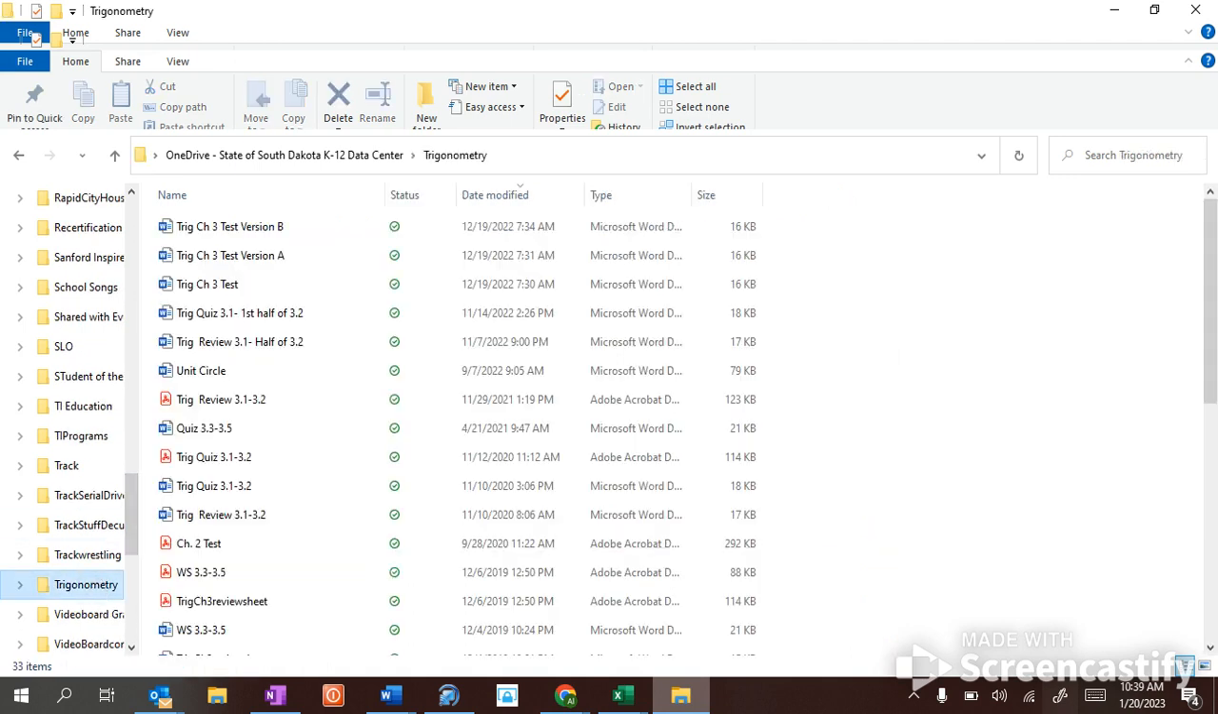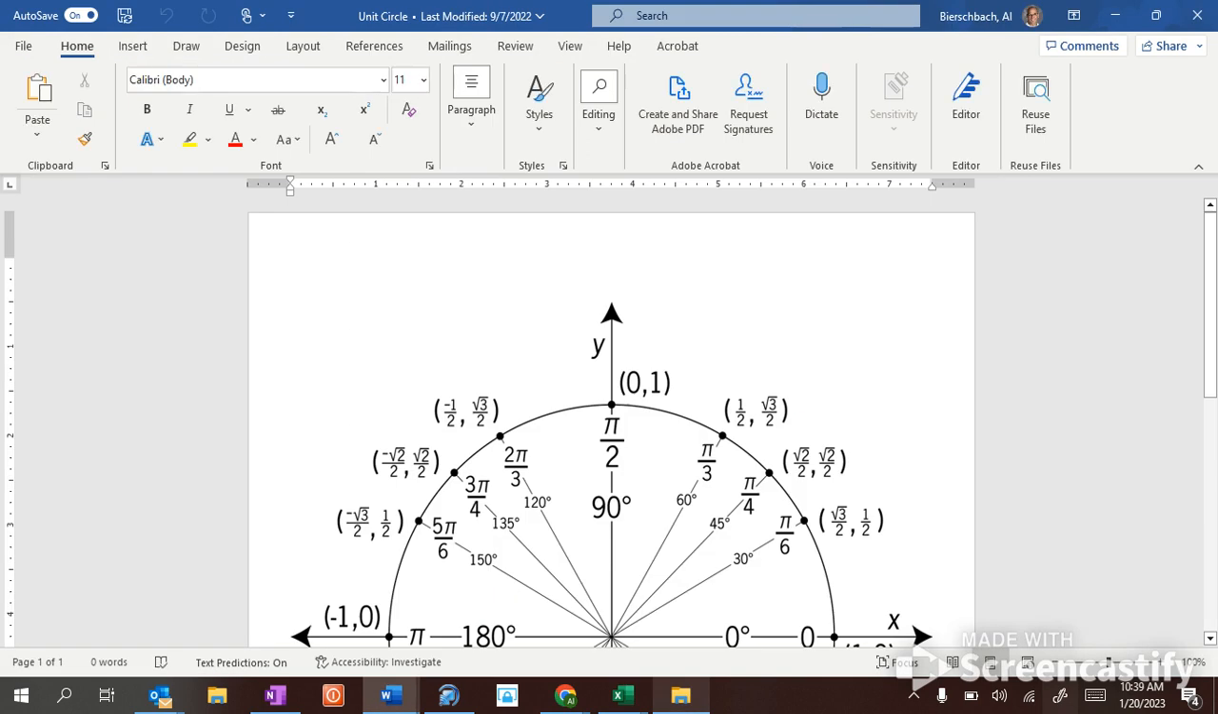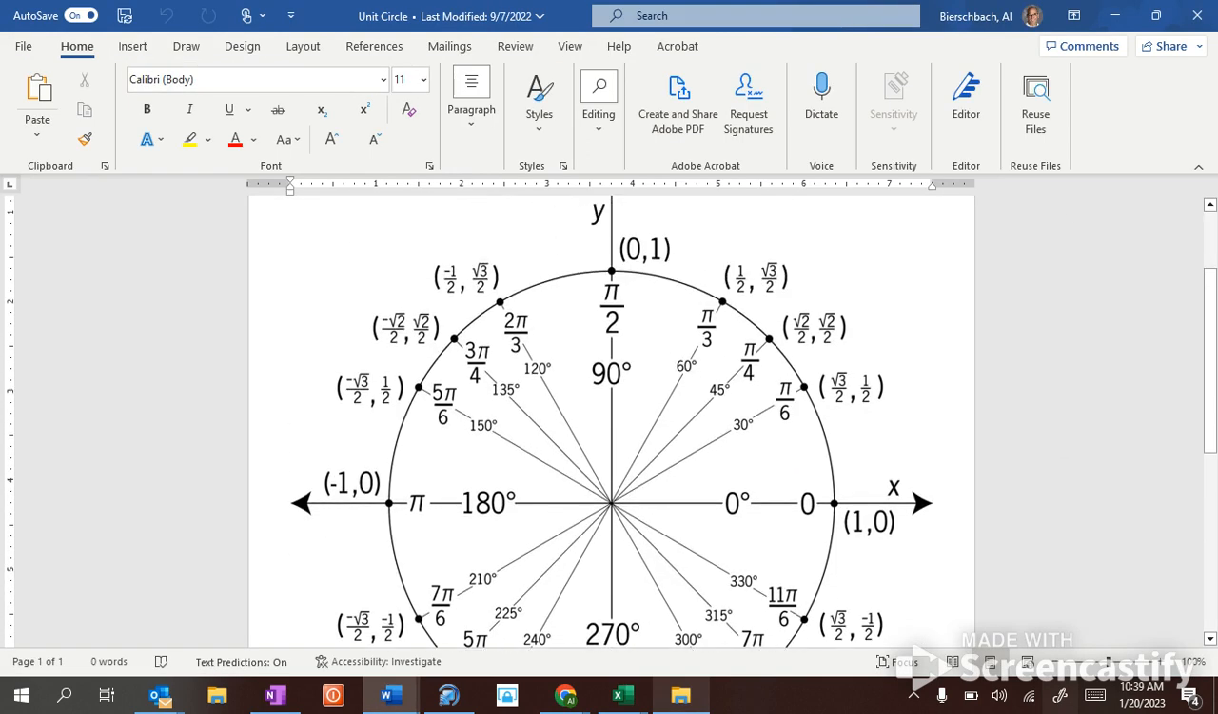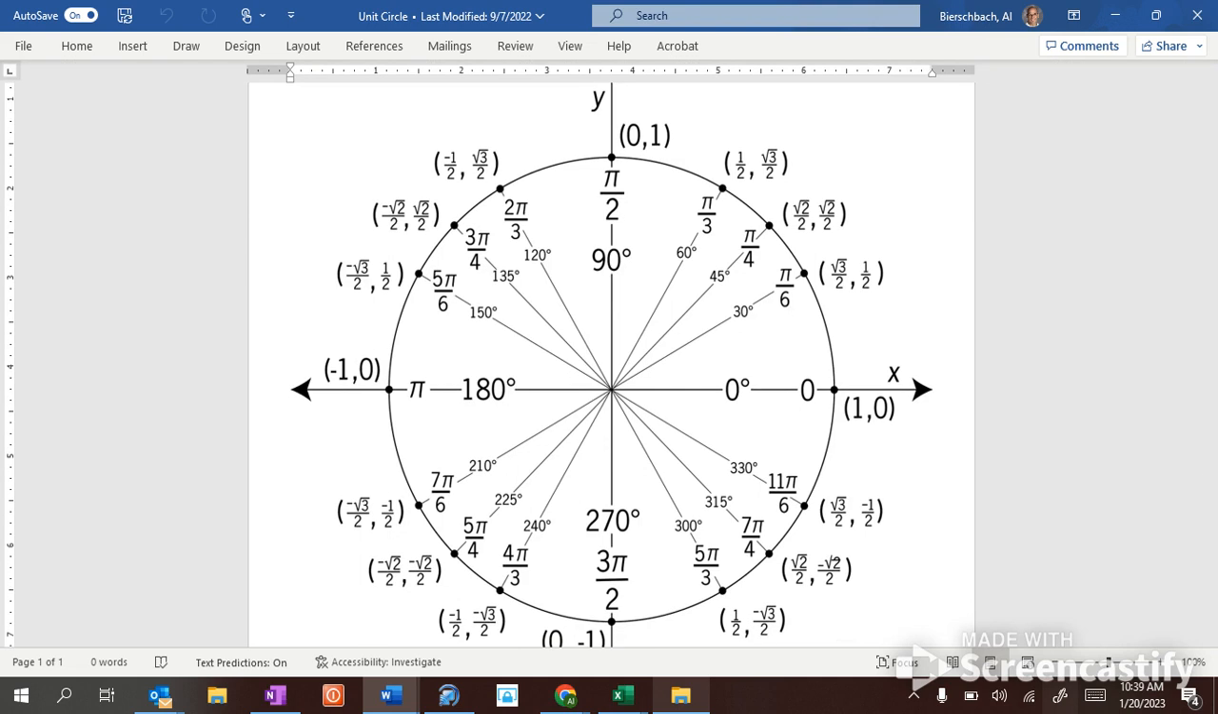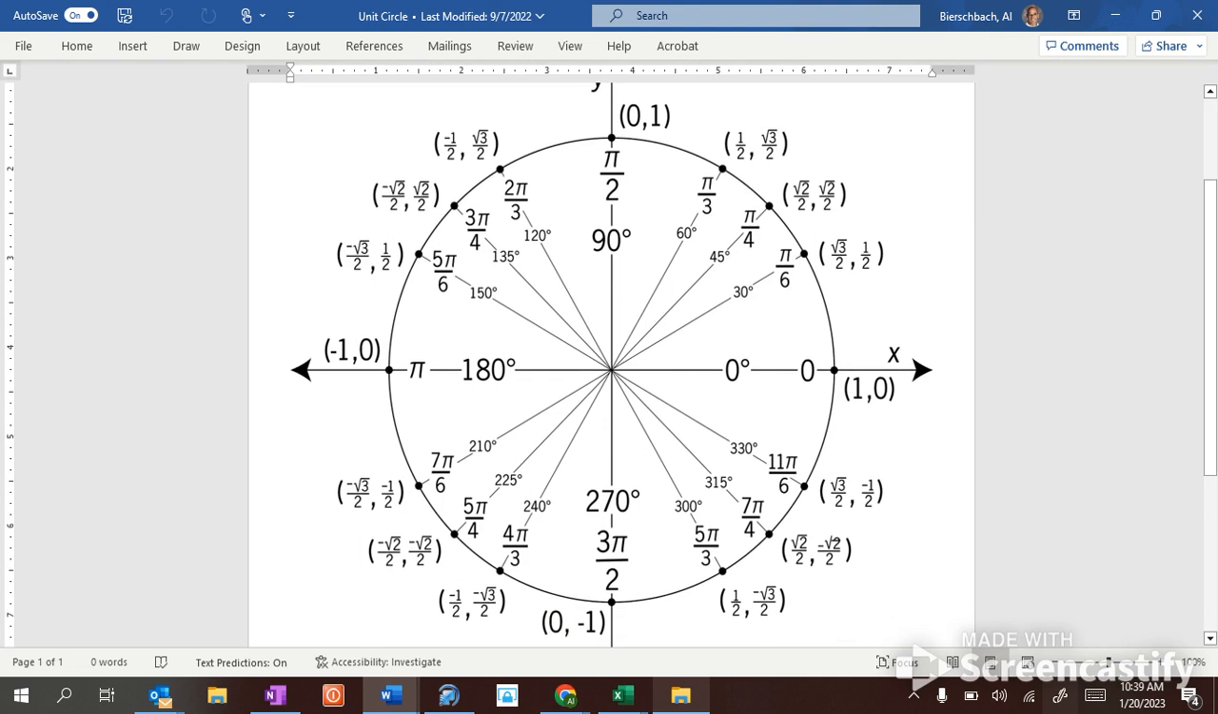Trigonometry. Unit circle. It is a circle with a radius of 1. Okay? And so at a radius of 1, if you go this way, the cosine is 1 and the sine is going to be 0 because your hypotenuse is 1 and you can't go anywhere from there.